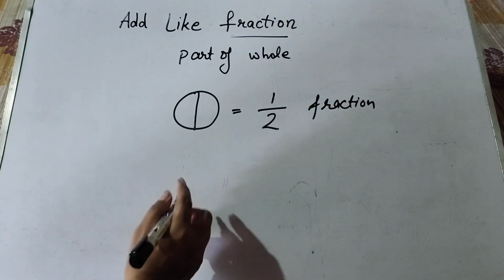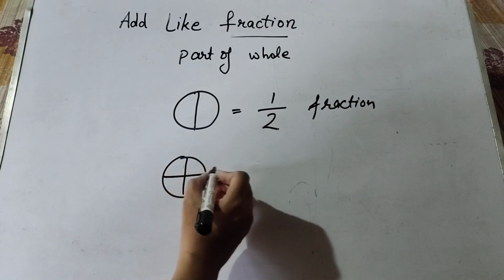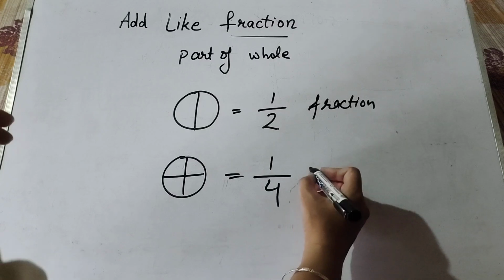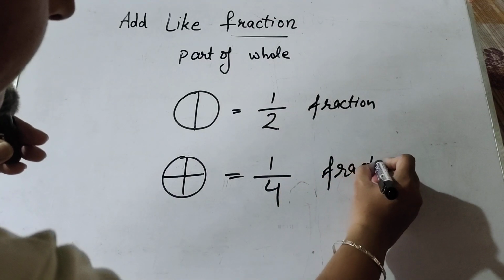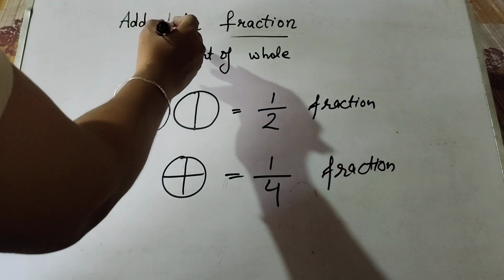Let me take one more example. This is a circle. It is divided into four parts. One circle divided into four parts is 1 over 4. It is a fraction. So I hope now you are clear on what a fraction is. And now we move to like fractions.